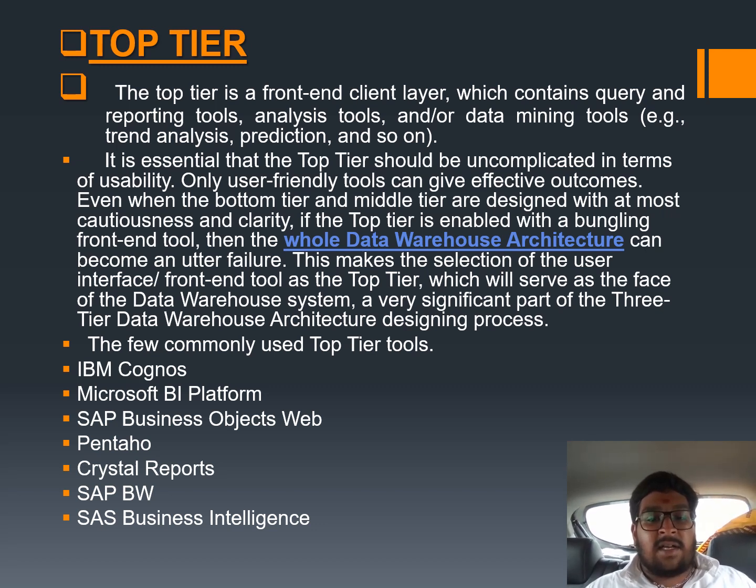Even when the bottom tier and middle tier are designed with utmost caution and clarity, if the top tier is equipped with a bungling front-end tool, then the whole data warehouse architecture becomes an utter failure. Means in multi-tier architecture, if the top tier becomes a little bungling, the entire multi-tier architecture becomes a failure.